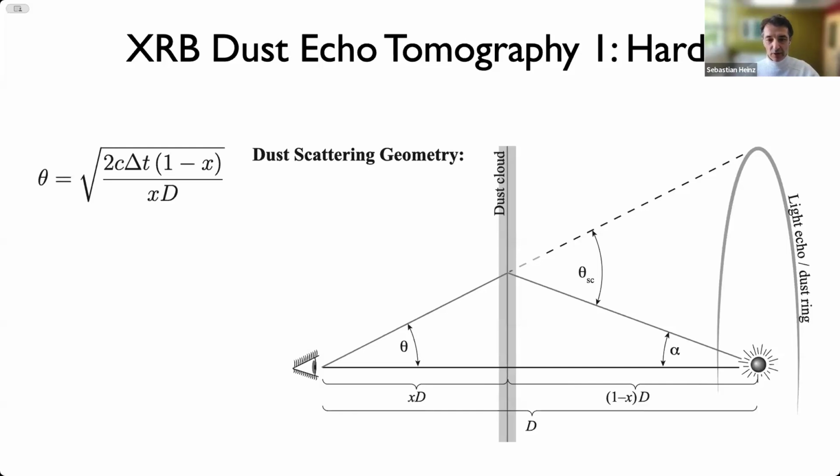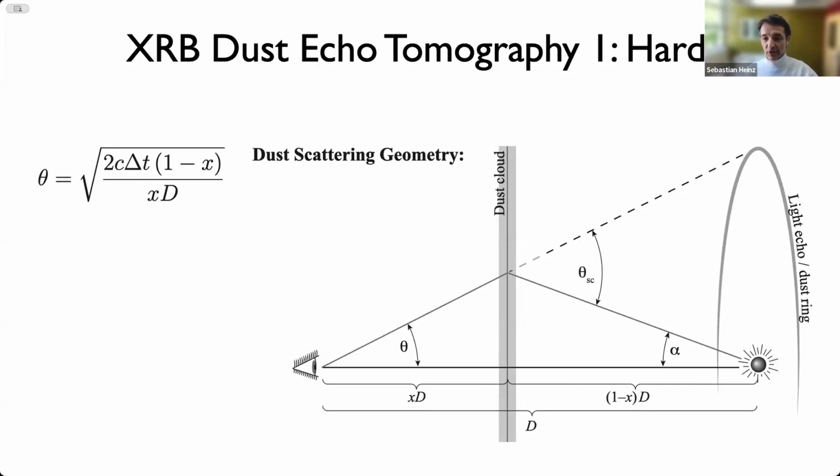So suppose we are the observer over here. This is our X-ray source, and we have some dust cloud in the middle between us and the source. So in the case of Solution 1, we did not know the distance to the source, so this made everything much harder. And we also didn't know the distance to the dust. But in principle, this is how it works.